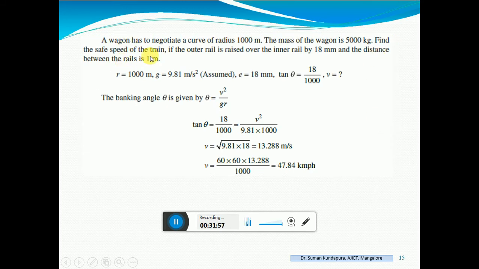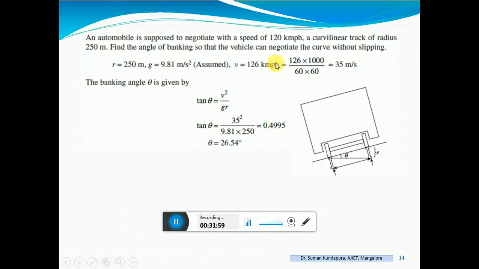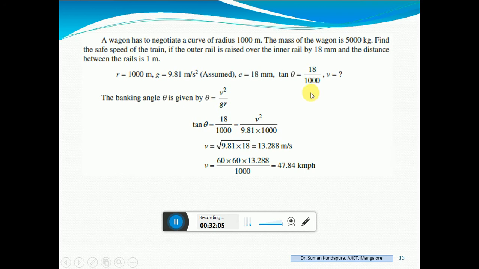Distance between the rails is 1 meter. So if I take tan theta here, tan theta is E divided by 1000, opposite by hypotenuse. So it is 18 by 1000. So I have tan theta as 18 by 1000.